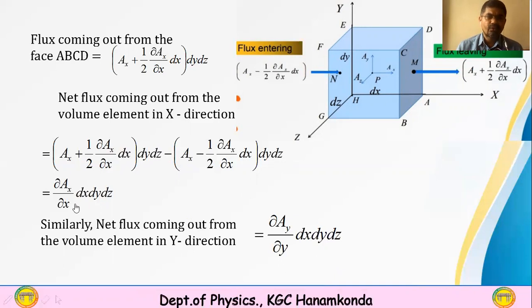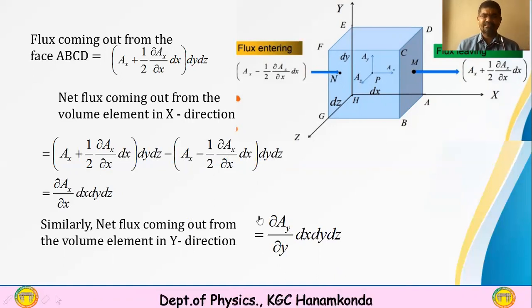I got ∂Ax/∂x dx dy dz. Here the Ax dy dz minus Ax dy dz terms are cancelled. Here 1/2 ∂Ax/∂x dx dy dz minus minus, that is plus 1/2 ∂Ax/∂x dx dy dz, gives us ∂Ax/∂x dx dy dz. This is the net flux which is coming out of the rectangular parallelepiped element along the x direction.